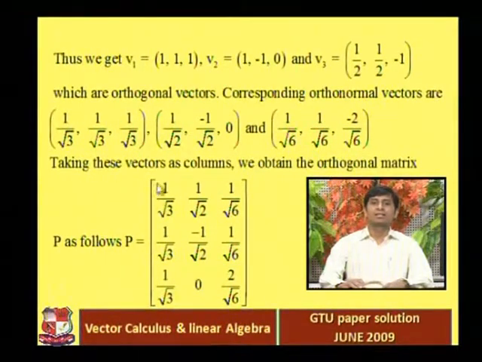Taking these vectors as columns, we obtain the orthogonal matrix: 1 by root 3, 1 by root 3, 1 by root 3; 1 by root 2, minus 1 by root 2, 0; 1 by root 6, 1 by root 6, minus 2 by root 6.